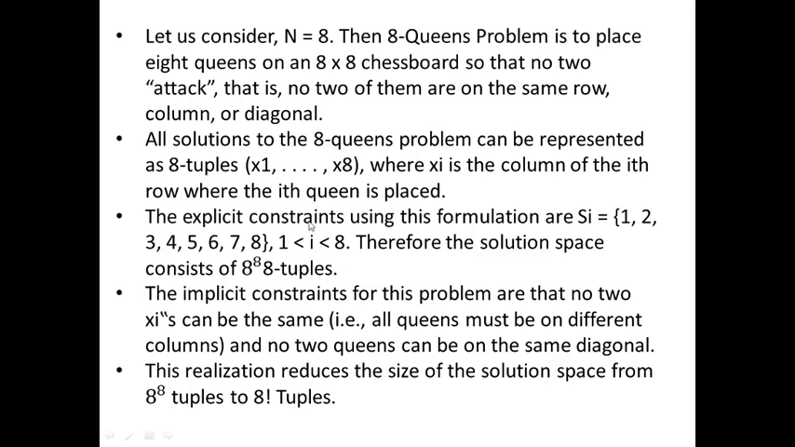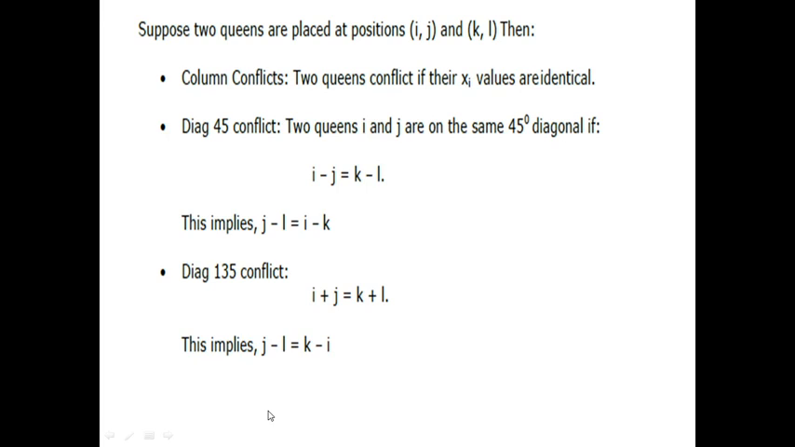This is how the bounding function helps in backtracking to reduce the solution space. And here are some other terminologies. Suppose two queens are placed at positions (i, j) and (k, l). A column conflict: two queens conflict if their xi values are identical. A diagonal conflict means two queens are on the same 45-degree diagonal, like crosswise. Then i minus j is equal to k minus l, you can check it.